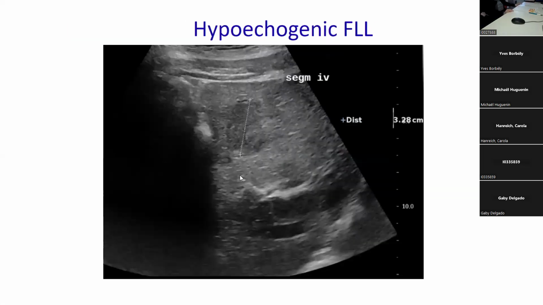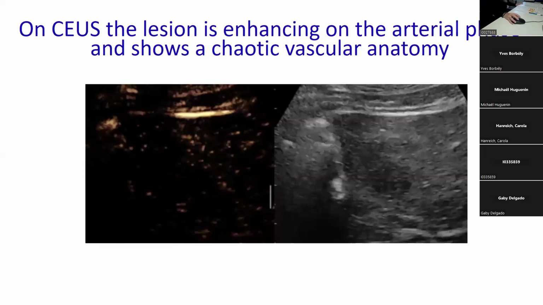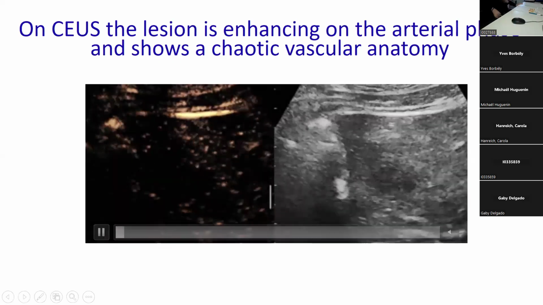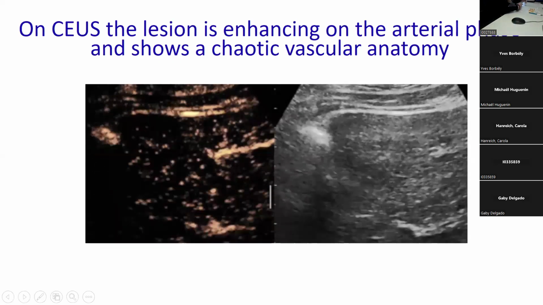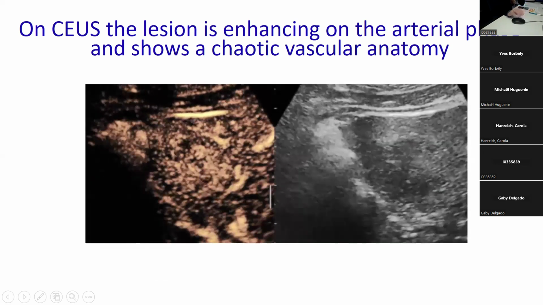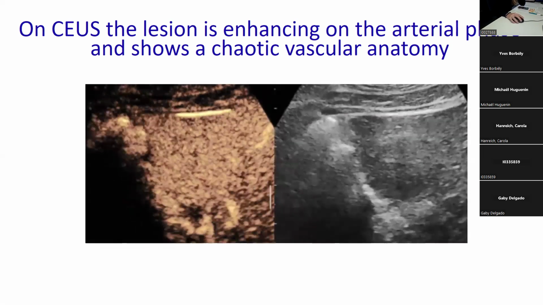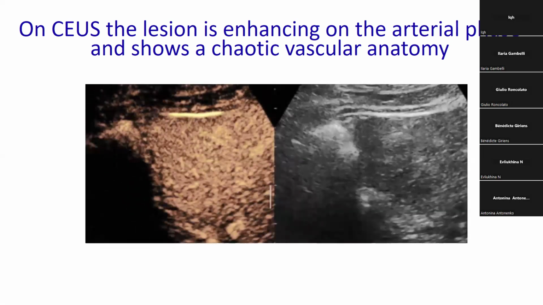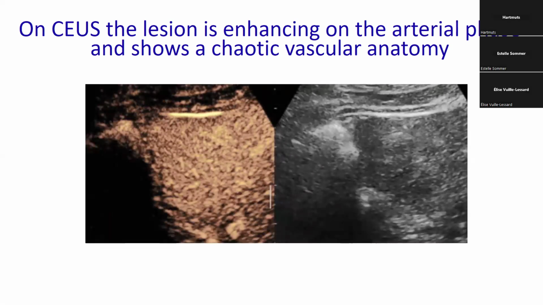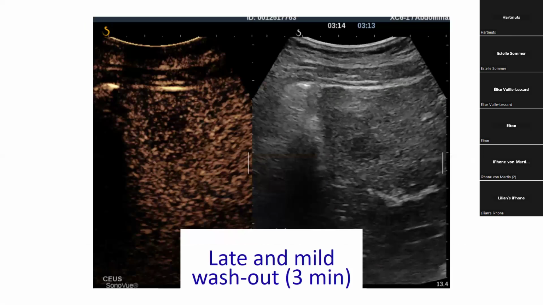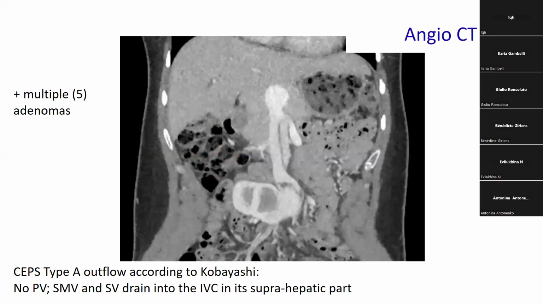We saw this hypoechogenic focal liver lesion in segment 4, and the lesion on contrast-enhanced ultrasound showed a quick hypervascularization. Remind, however, that this liver is only vascularized by the artery, so we cannot talk about a hypervascular behavior. It's an arterial vascular behavior. In the arterial phase was that, and in the late phase, it is the only phase we have because there is no portal venous flow, there was a late and mild washout. So we postulated adenomas. These were confirmed.